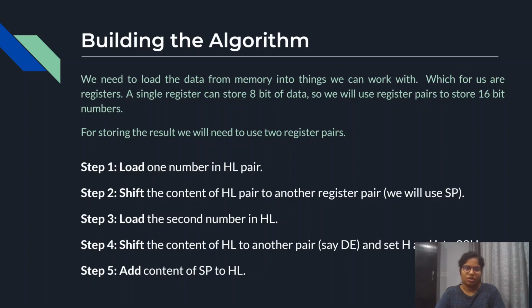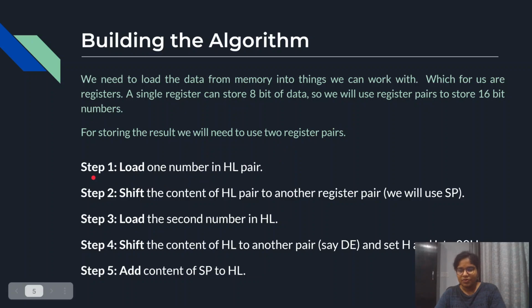Another thing that we need to consider is storing the result that we'll obtain. If you think about it, the multiplication of two 16-bit numbers can result in a number that is greater than 16 bits. So just to be on the safe side, we will be using two register pairs to store the result. The lower 2 bytes will be stored in one register pair and the higher 2 bytes will be stored in another. In our case, the lower bytes will be stored in the HL pair and the higher bytes will be stored in the BC pair.